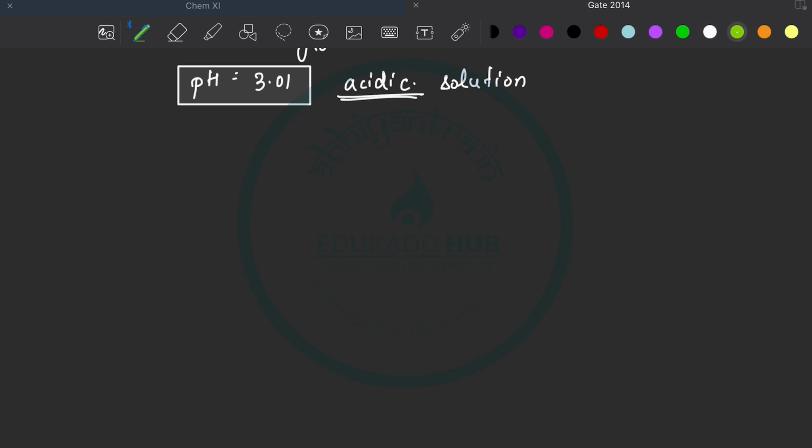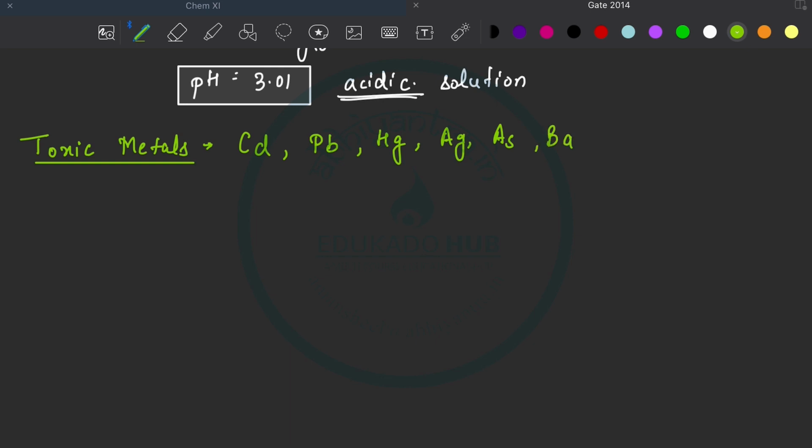So the metals which are naturally found in the water are classified into toxic and non-toxic metals. So toxic metals are cadmium, lead, that means Pb, mercury, that means Hg, silver, that means Ag, arsenic, that means As, and barium, that means Ba. These are the toxic metals that are present in the water.